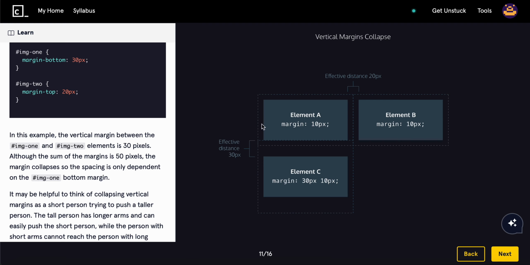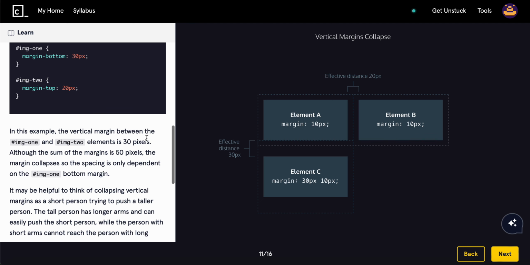But let's say it's like this, okay? Like element A and element C. So the bottom is 10, the top is 30. So the distance is actually going to be 30 because of the fact that the smaller margin is going to collapse, basically.